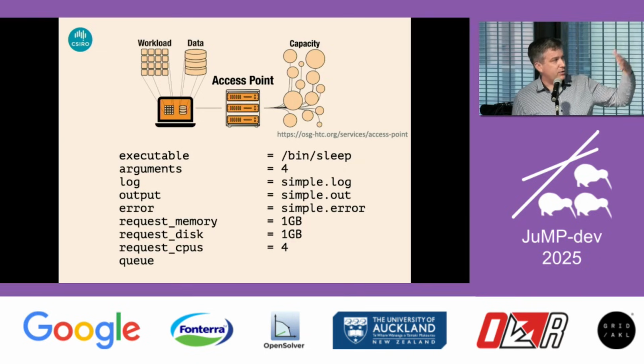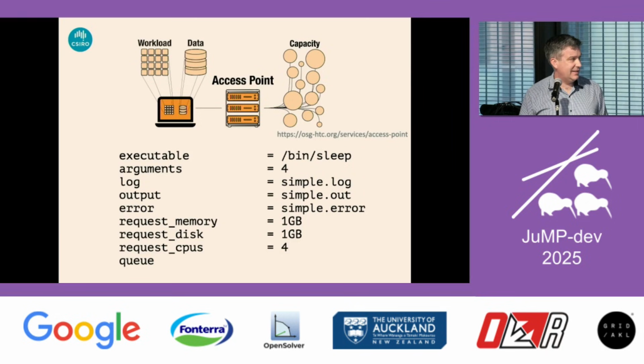You then have arguments. What do you pass it? This could be a file name. It could be the parameter of the experiment, and then you have names of the log, output and error files where the standard streams get written to, that will then be returned to you at the end. And then you can request resources, request disk, CPUs. And then the last one there is important, queue. So then you put it in the queue, and then you just have to wait.